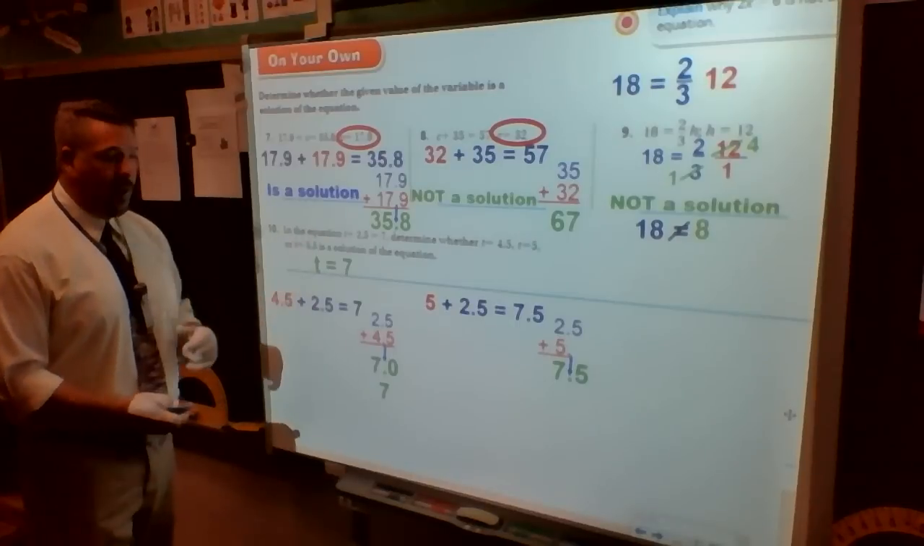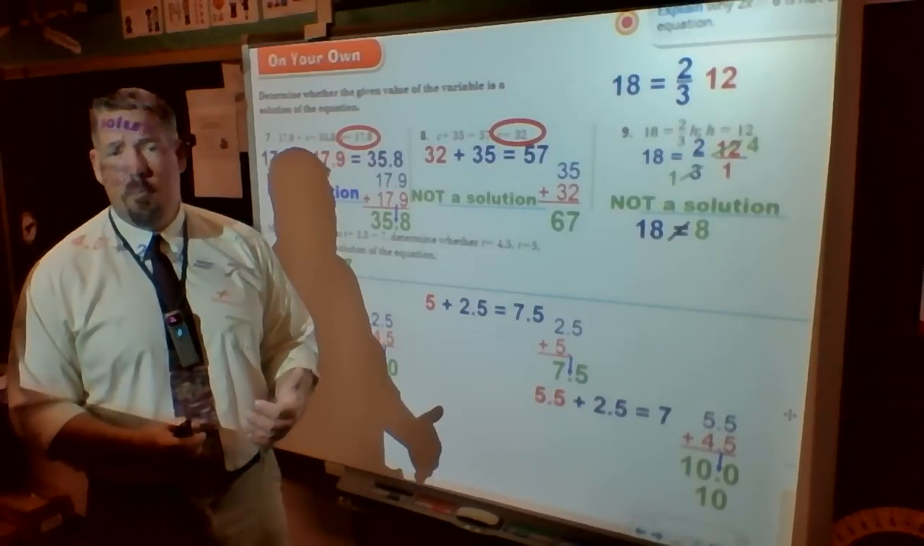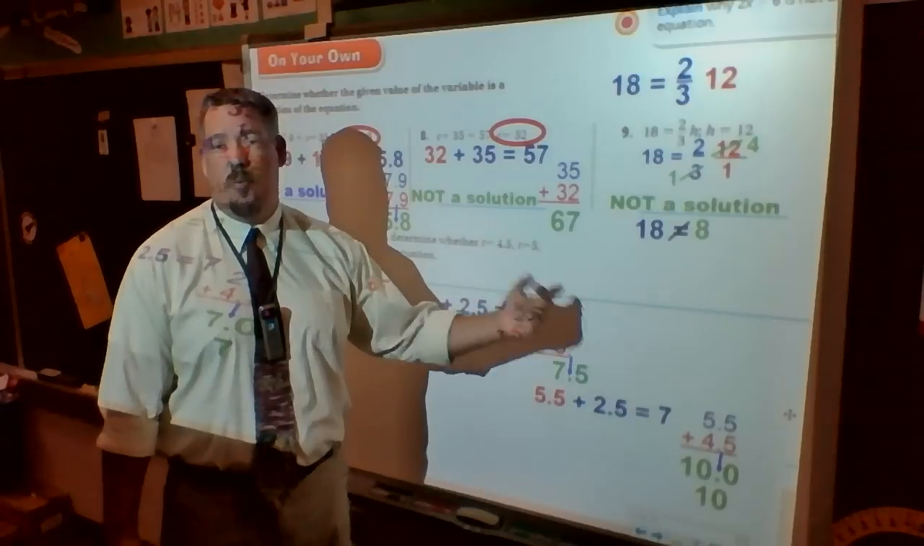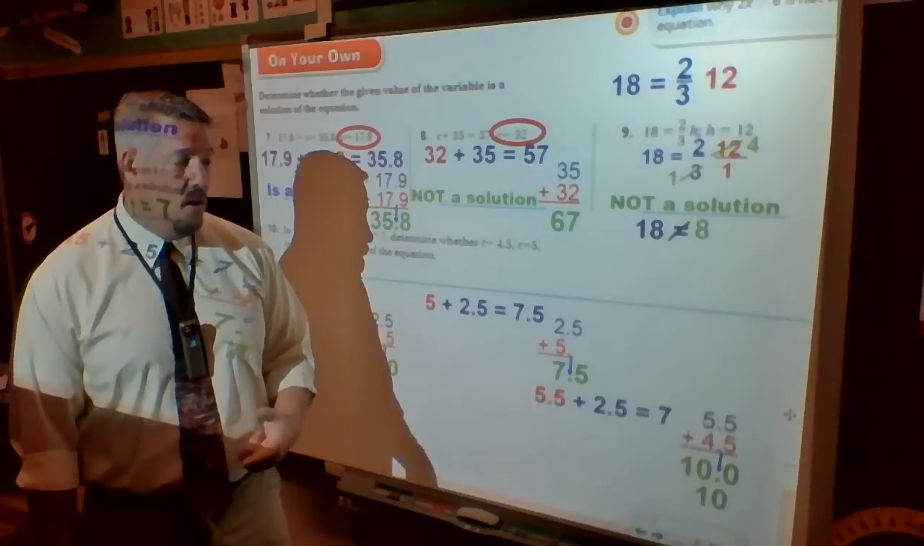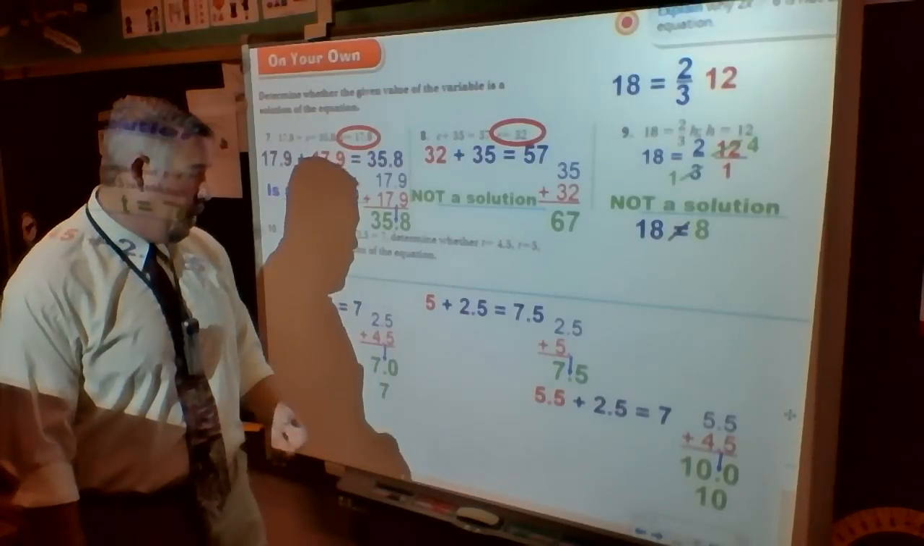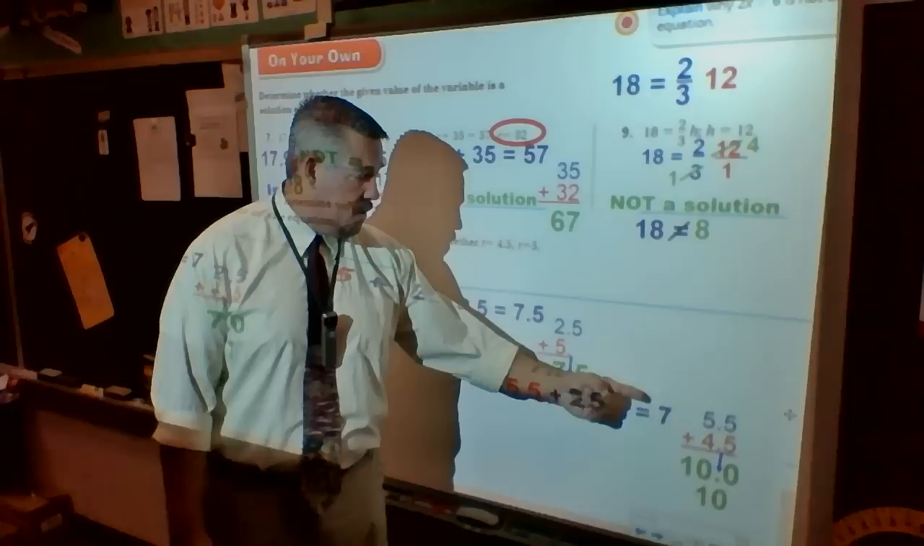And then the last one I checked is 5.5. Well, we know logically that it can't be because 5 took us over what we needed. However, if I have to show my work to get a point, I'm going to show my work to get my point. So 5.5 plus 2.5 is equal to 7.